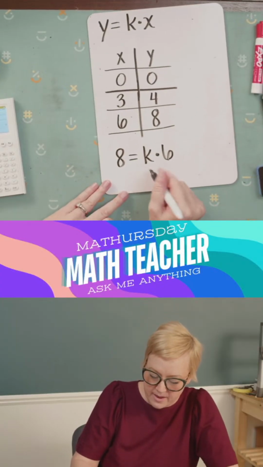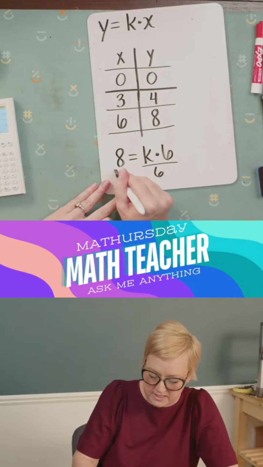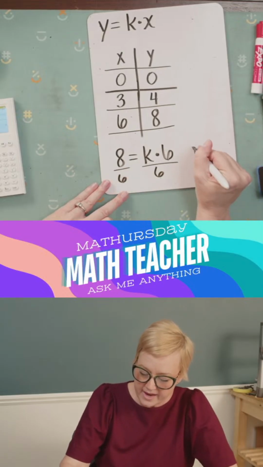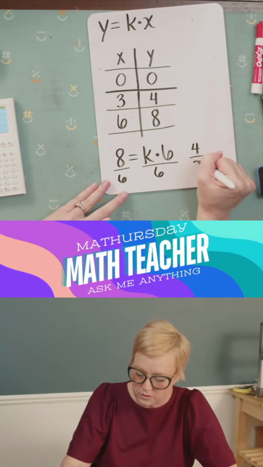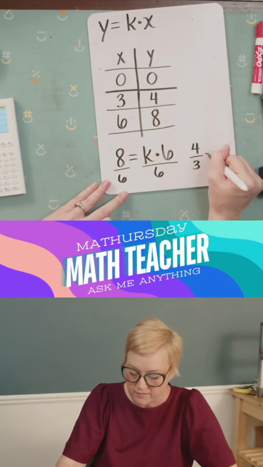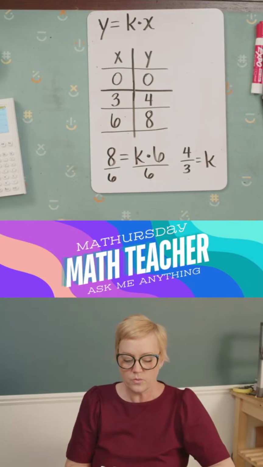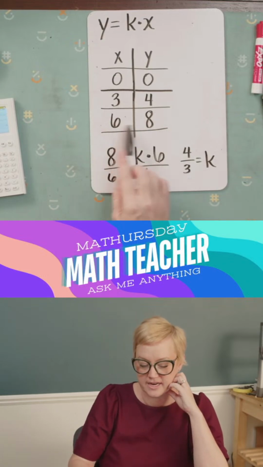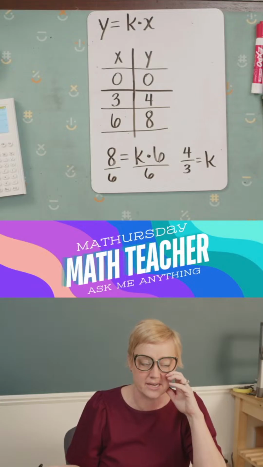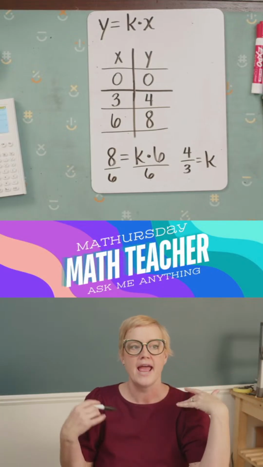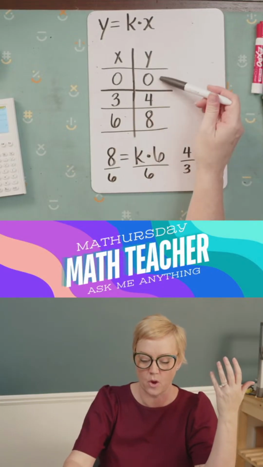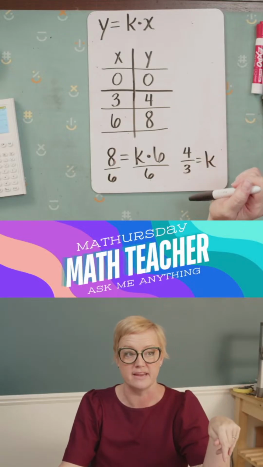So in order to get k by itself, I'm going to divide both sides by 6. And what I get is 4 over 3, because 8 over 6 is going to simplify to 4 over 3, which is my k value. So once I figure out what that constant is, then I can just follow along with the pattern to fill in any missing information.